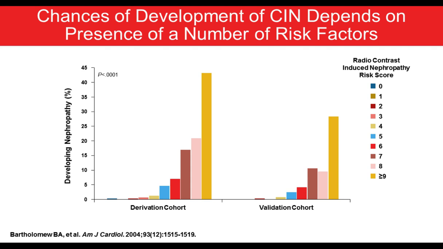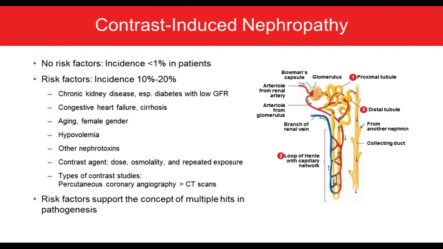So the chances of development of contrast-induced nephropathy depends on the presence of number of risk factors. A patient who is otherwise totally healthy, they're not going to get contrast-induced nephropathy. On the other hand, if you have 9 risk factors, your chances of developing nephropathy is 45% compared to 0% if you do not have risk factors, and being shown in different types of cohorts. So what are those risk factors? As stated, if there's no risk factor, incidence of contrast-induced nephropathy is less than 1%, but if you have risk factors, then incidence can be up to 20%.